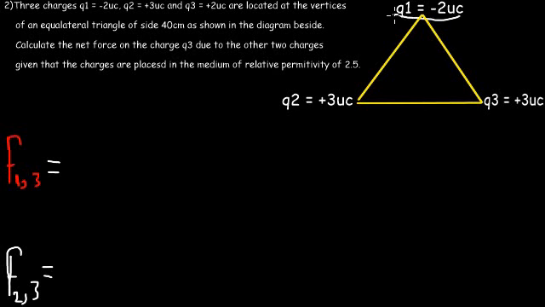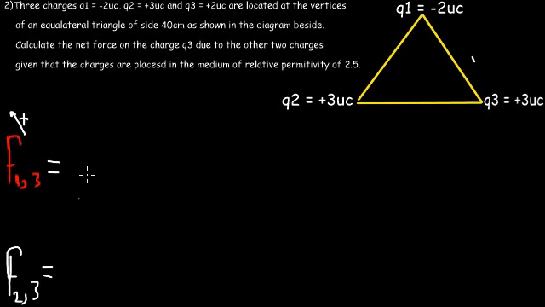Since Q1 is negatively charged and Q3 is positively charged, it means they will tend to attract each other, which implies that Q3 will feel a force of attraction towards Q1, and therefore F sub 1 comma 3 will be directed towards the positive y-axis, and with that, it will carry a positive sign.